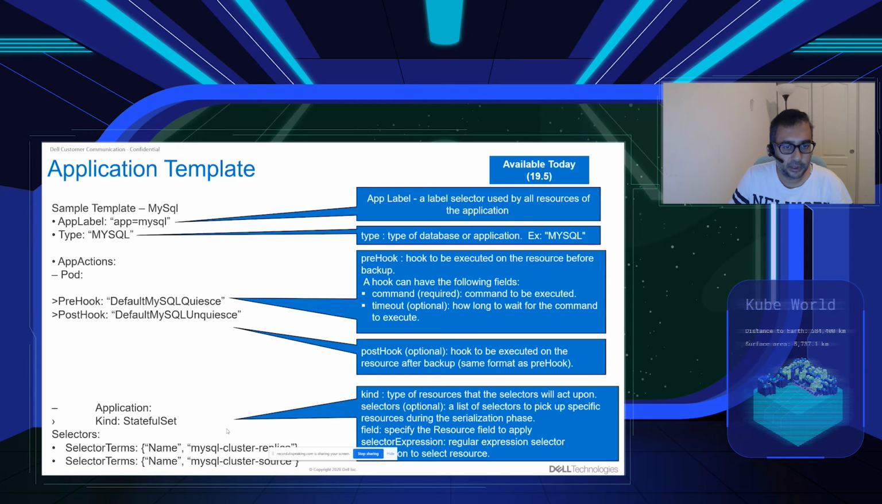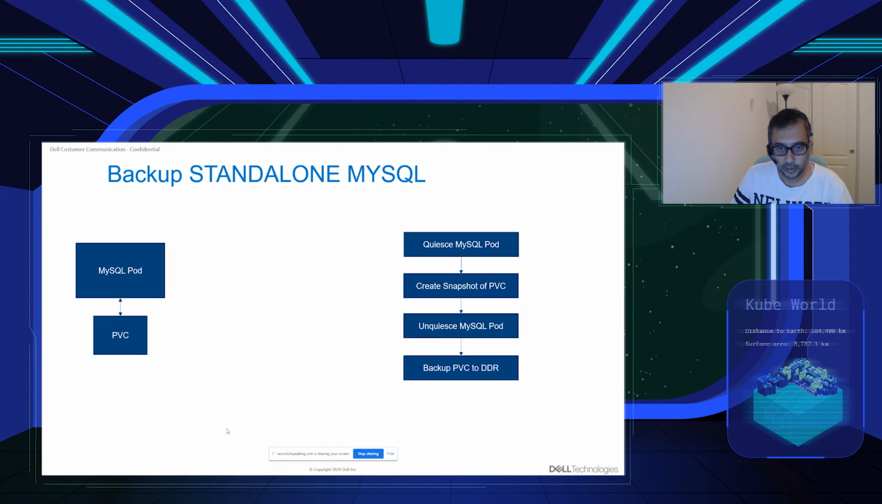So again, there'll be a long string of commands that you execute when you do the pre-hook, and you can override it depending on a particular configuration. And then there are different types of selector terms that you can define, and you can define if it's a stateful set or if it's a standalone, things like that.